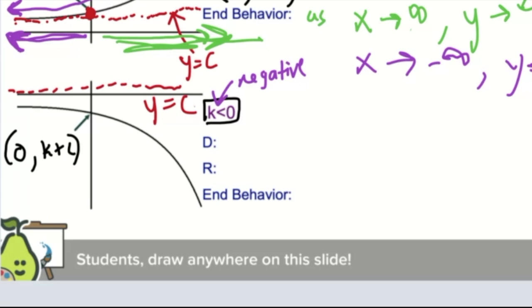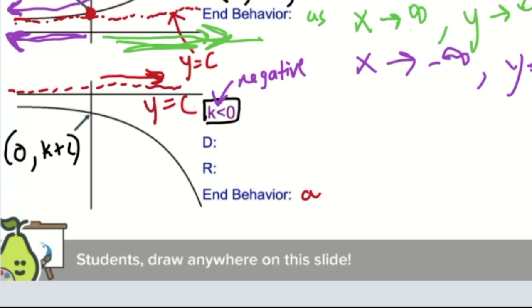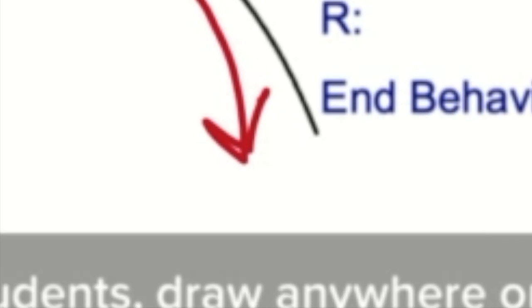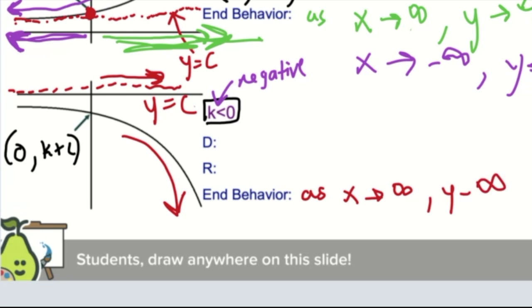So now what I say is end behavior. I'll do this first. When x is increasing, as x goes to infinity, you'll notice that now my y is going down this way. Y goes to negative infinity. And if I'm going the other way, as x goes to negative infinity, now y is approaching c again.